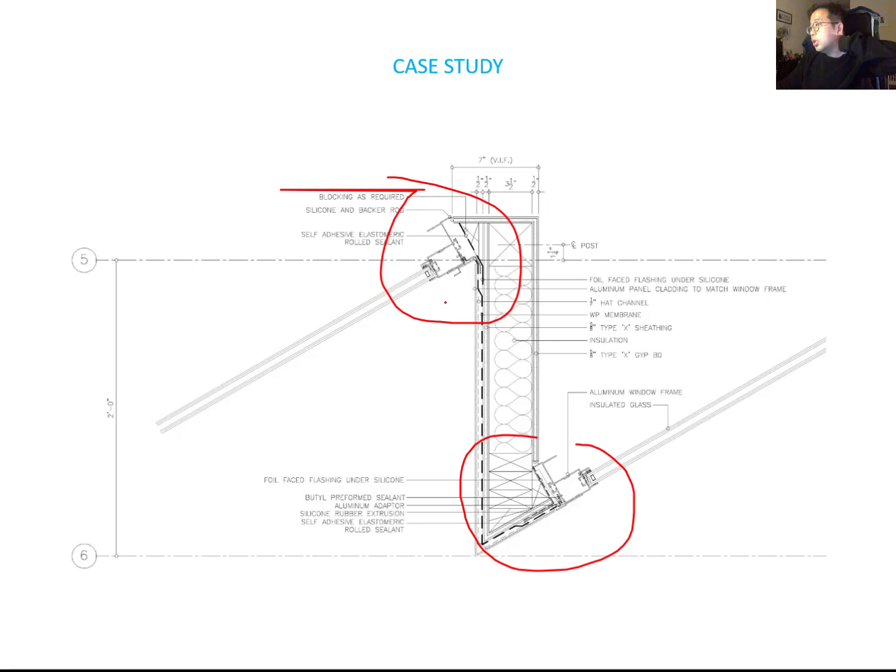When you simply understand the veneer wall system, it is very easy to adapt to this condition from this basic idea.